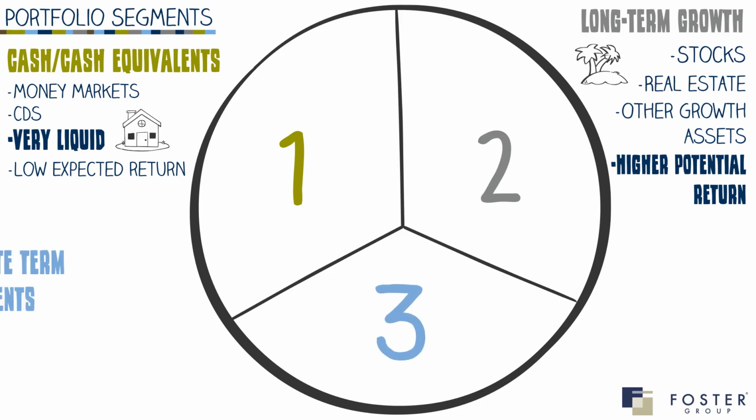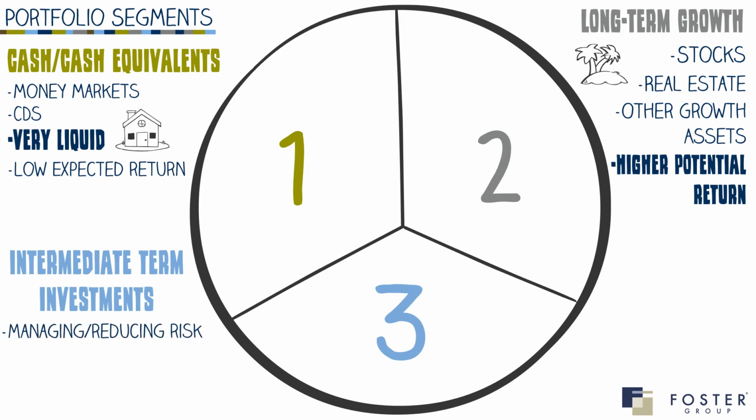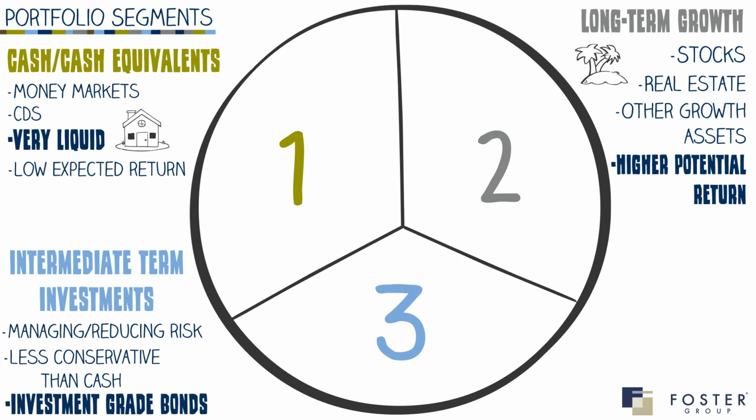A third segment of the portfolio may be dedicated to managing and reducing the risk of the growth portfolio while not being quite as conservative as the cash assets. Usually investment-grade bonds with maturities between 5 and 15 years or more are found here. This third segment may also be thought of as a portion of the preservation portfolio, since it is generally far less volatile and more liquid than stock and real estate asset classes.